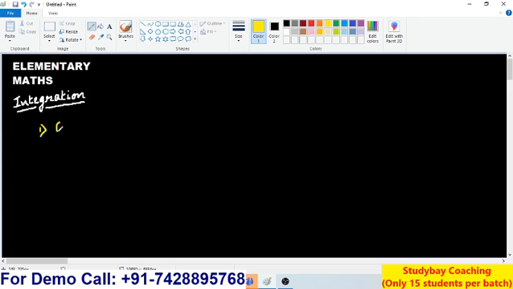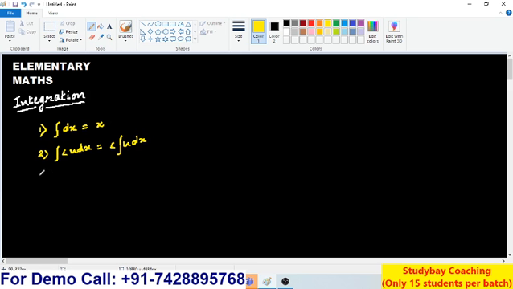If we have integral dx, then that will be equal to x, right? Similarly, integral of a function c times u dx. Here c is a constant, so c will be taken out of this integral and we will integrate u dx.